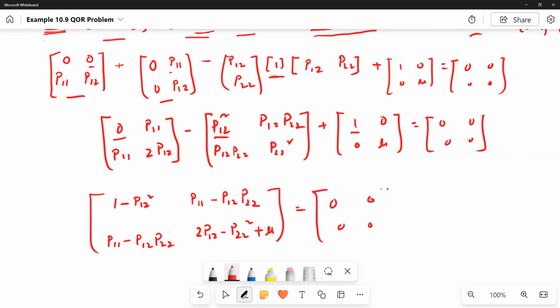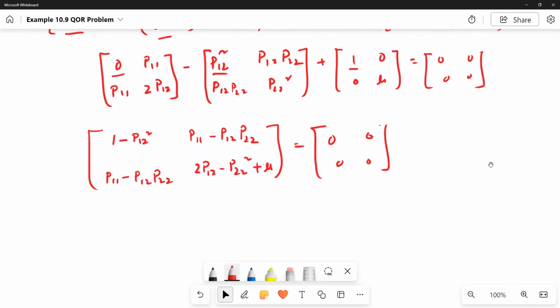So now from this we can find 3 equations. There are 3 unknowns, P11, P12, and P22. So for 3 unknowns, we need 3 equations, and we can easily figure it out. What are these 3 equations? So basically 1 minus P12 square equal to 0. That gives us straight away P12 is basically 1.